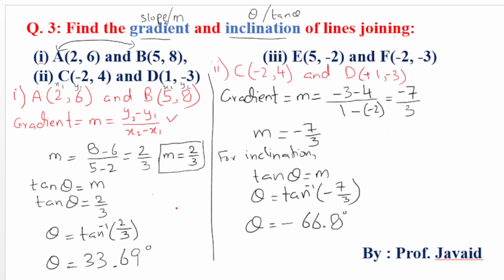So just add 180 to it, so theta will be equal to -66 plus 180. So the answer will be theta equals 113.2 degrees. So I hope you understand this question. Okay, the second part. So let's move toward the third part of the question.